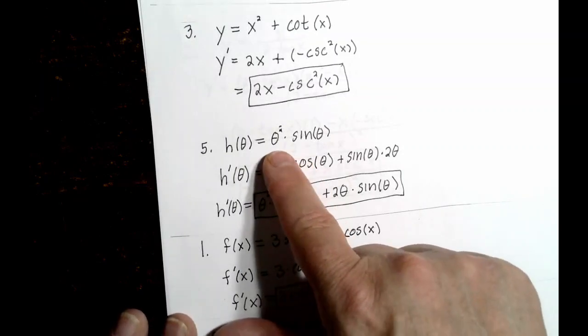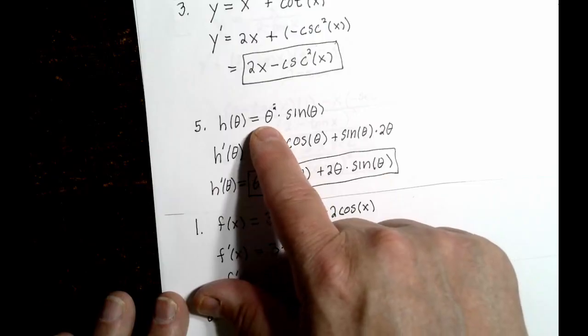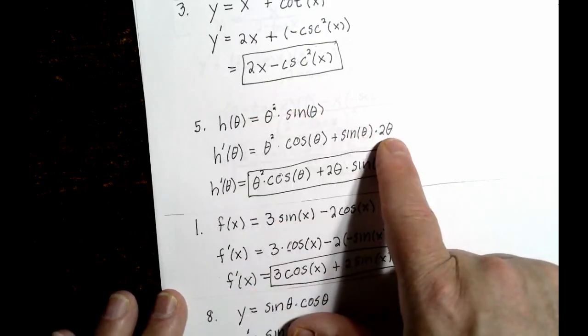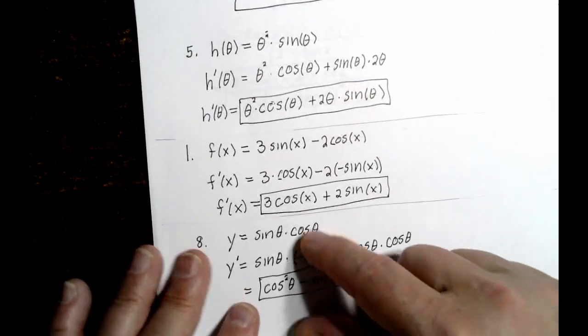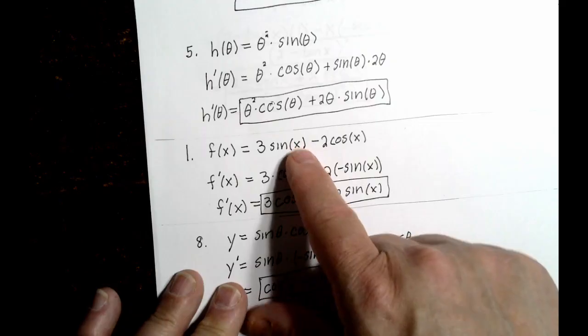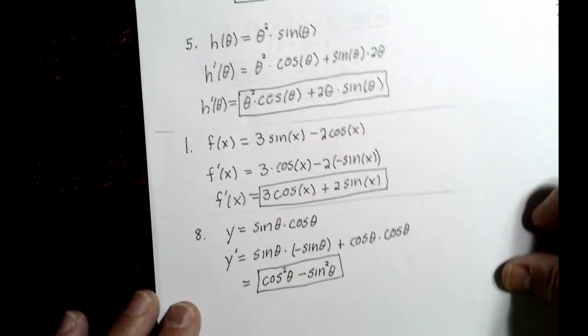Take the derivative of theta squared times sine theta. Well, that's a product rule. First times derivative of the second plus the second times derivative of the first, and you just simplify it down. Here, this one you can take the derivative of each one just directly. Derivative of sine is cosine. Derivative of cosine is minus sine, and then you simplify it.